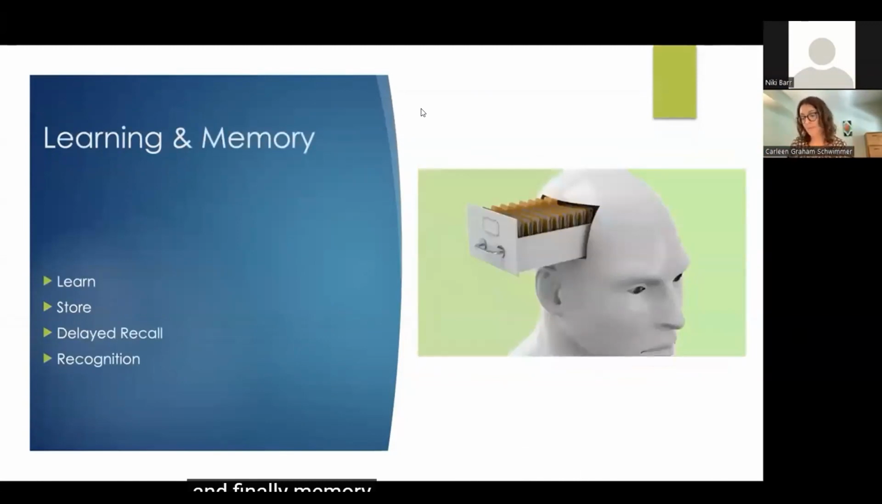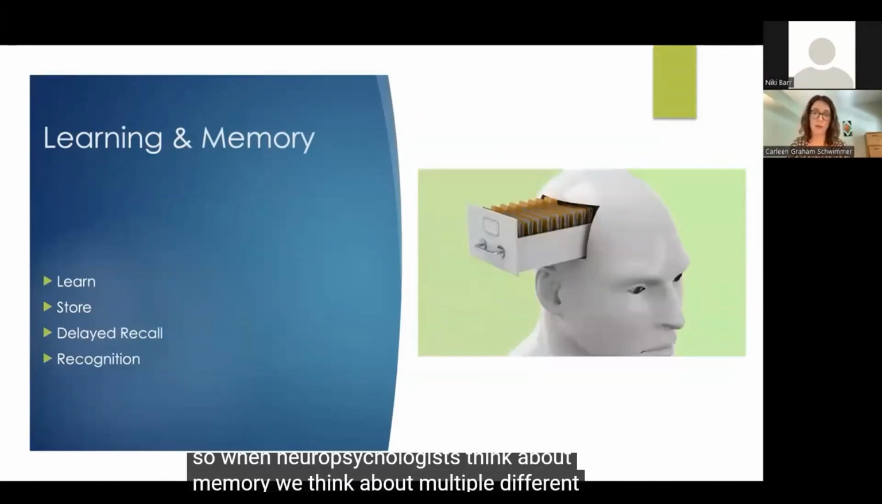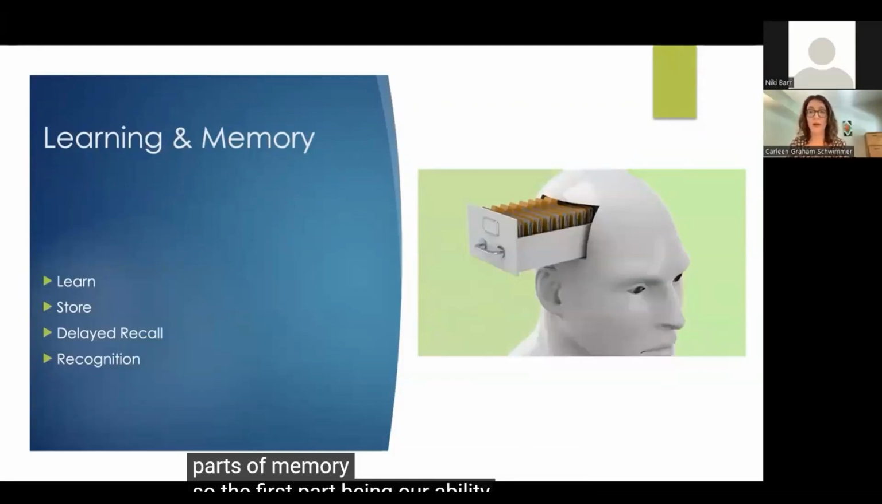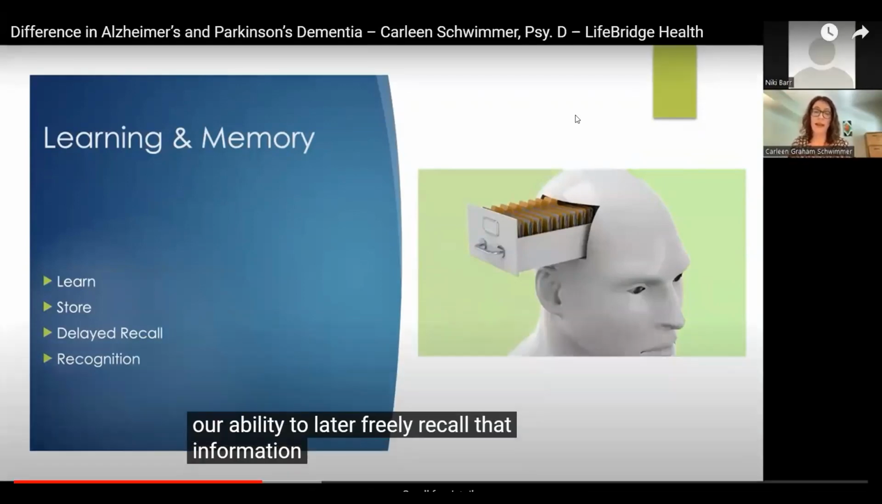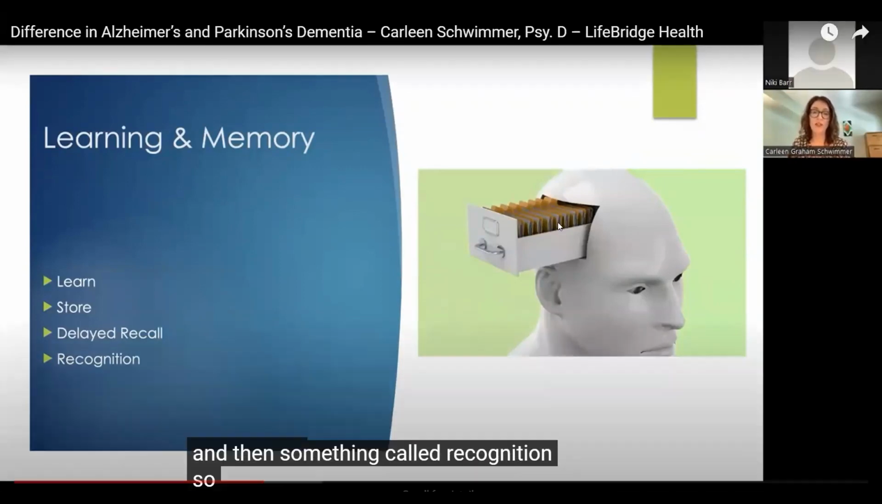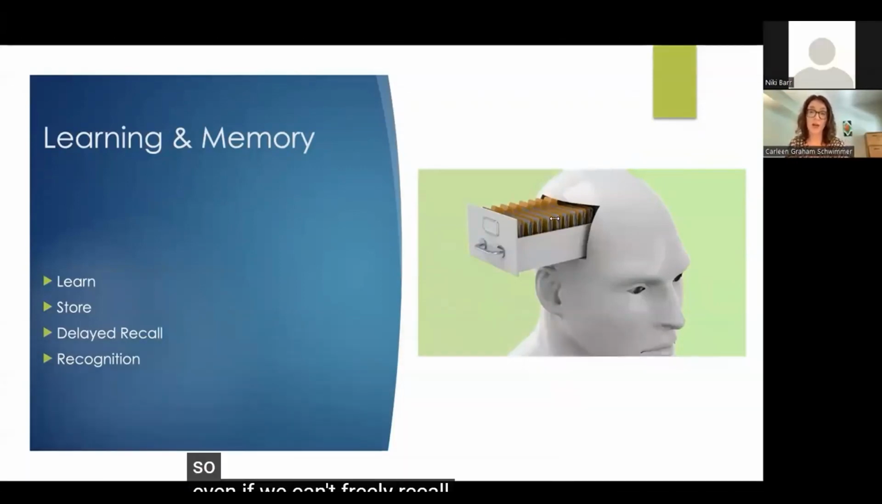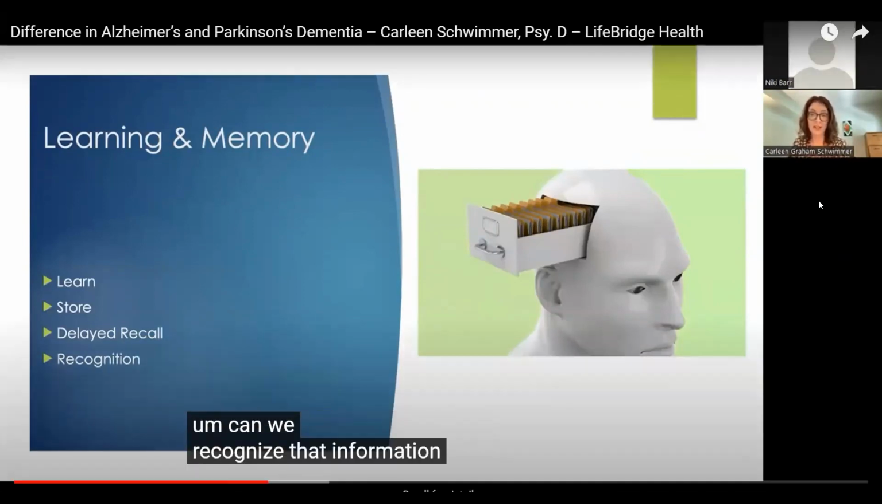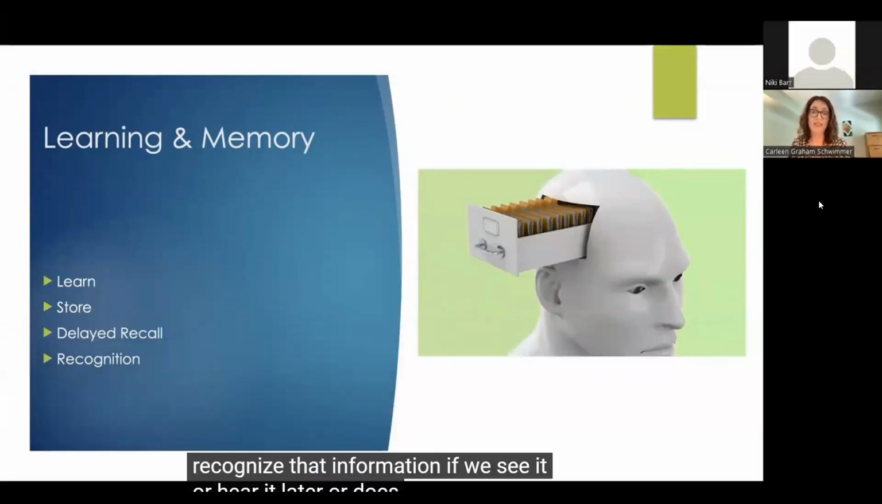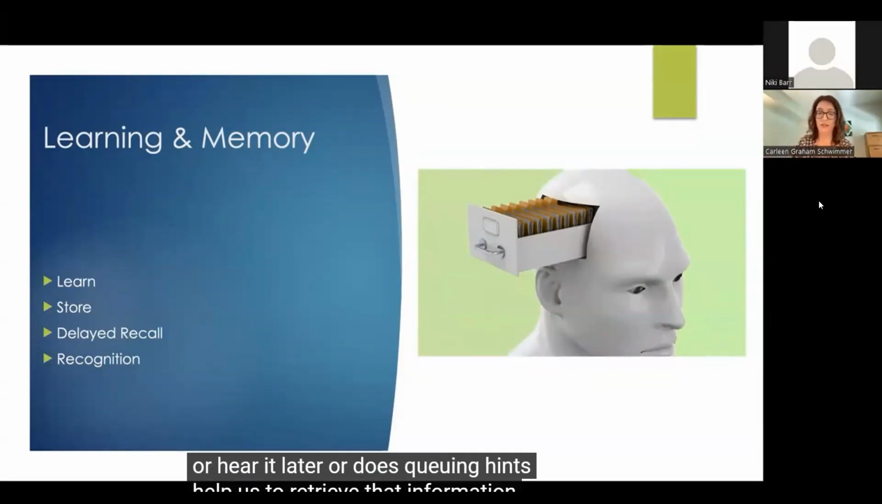And finally, memory. So when neuropsychologists think about memory, we think about multiple different parts of memory. The first part is our ability to take in new information and learn it and then store it into memory. Then our ability to later freely recall that information. And then something called recognition. So even if we can't freely recall what we heard or what we read, can we recognize that information if we see it or hear it later? Or does cueing and hints help us to retrieve that information?